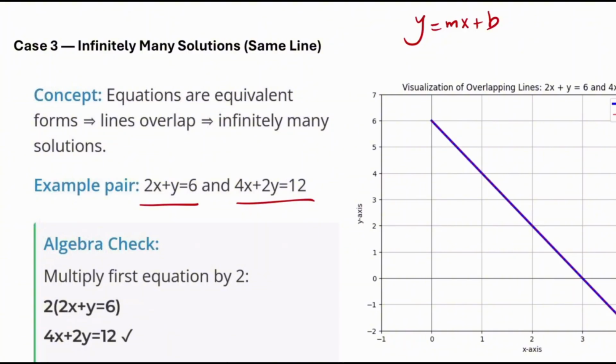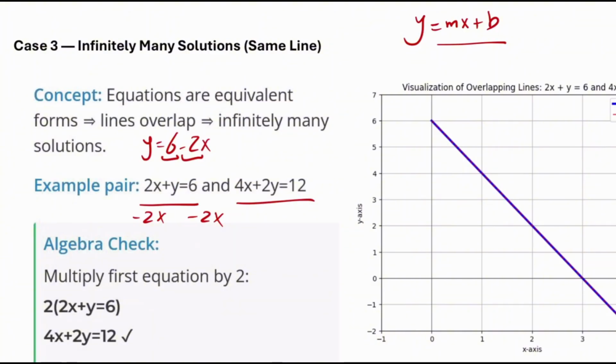So let's look at this. 2x plus y equals 6. If I'm going to make that one like this, how can I do that? Subtract 2x from both sides because I want to isolate my y. So at the end, I do have y equals 6 minus 2x. My m is negative 2 and my b is 6 itself. Simple.